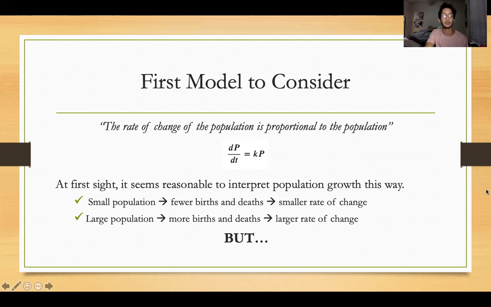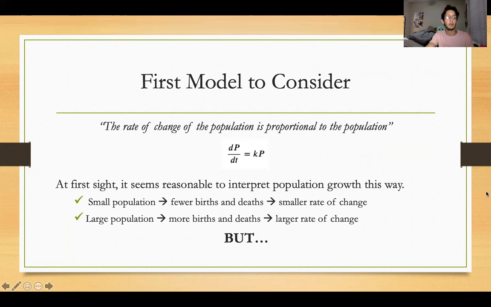At first, it seems reasonable to interpret population growth this way, because if you have a small amount of people, there will be fewer births and deaths, and a smaller rate of change. On the other side, if you have a bigger amount of people, there will be more new people being born and more people dying. So the rate of change will be larger and larger.